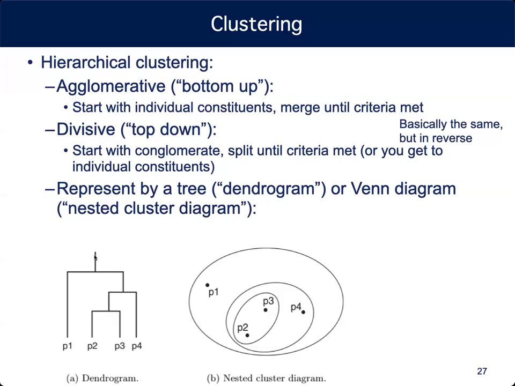For the divisive version, you start from the top and split into two, so P1 and P234, and then you split P234 into P23 and P4, and then you split P23 into P2 and P3. Okay. You can also highlight this as a nested cluster diagram. You can just draw the coupling as it is, and this ends up looking kind of like a projection of a jet, which is nice. But either one of these is a good way to think about this.